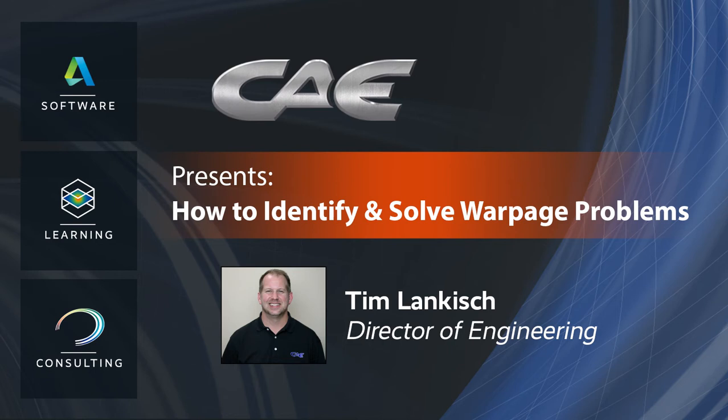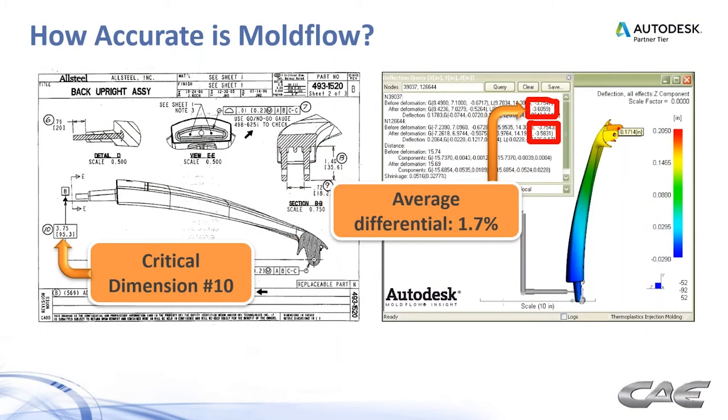The topic for today is how to identify and solve warpage problems. So let's get the first one, maybe one of the most important ones, out of the way. How accurate really is it? This is something we worked on 10 years ago. Here's a critical dimension that needed to be met. The predictive analysis on this showed that we were about 1.7% off, so pretty darn accurate.